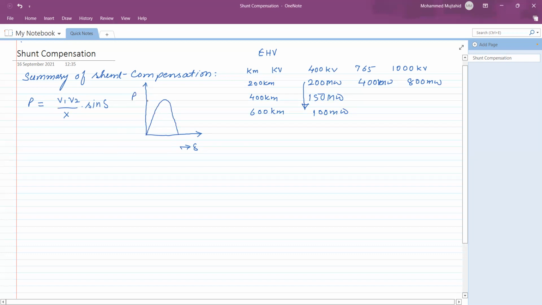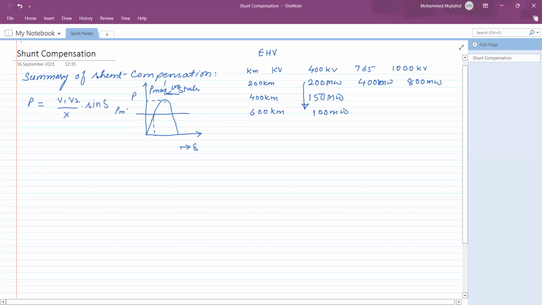This value is nothing but the P maximum, but we never operate our system near the maximum angle. Otherwise, even a minute disturbance in the system may take it out of synchronism, or it will be unstable. So this part is unstable, whereas this part is the stable one. So we operate our system much below the calculated value, and it is called a conservative criterion.